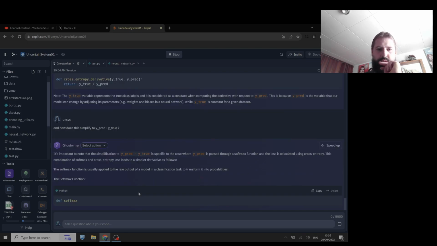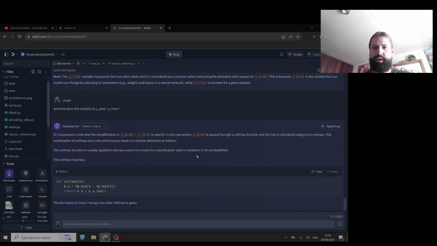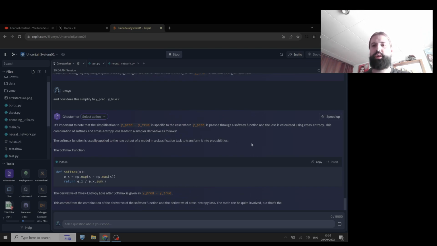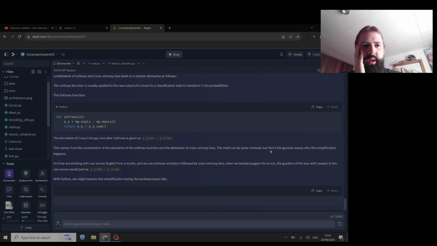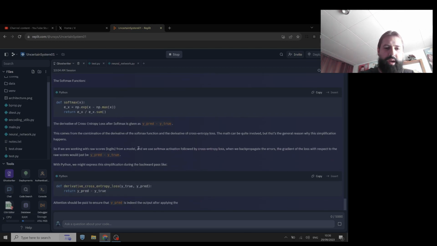Worth knowing that the simplification to y prime minus y true is specific to the case where y pred is passed through a softmax function. Okay. And the loss is calculated using cross-entropy. Okay, that's because of softmax.